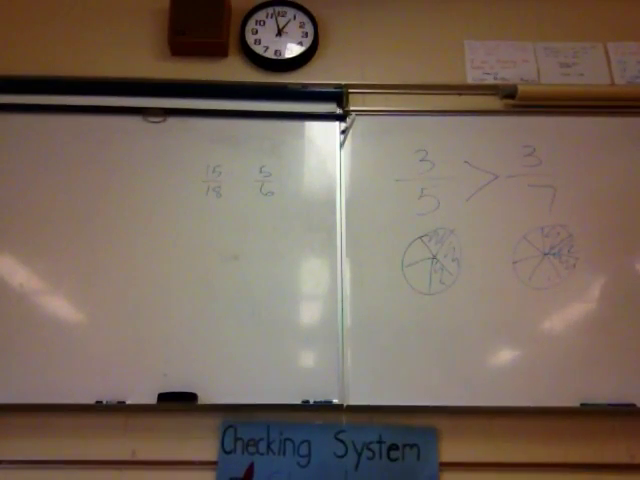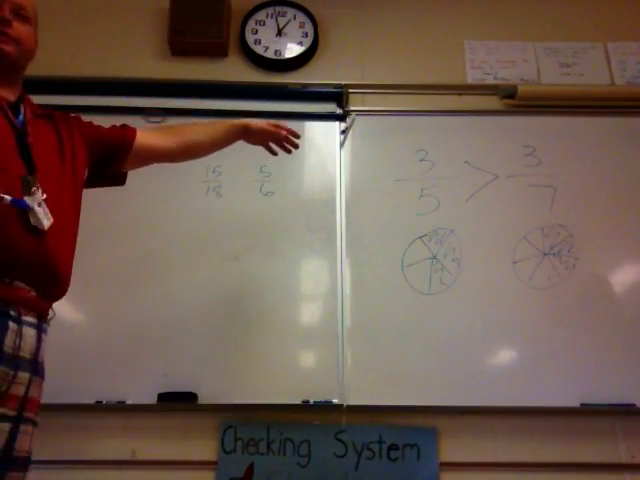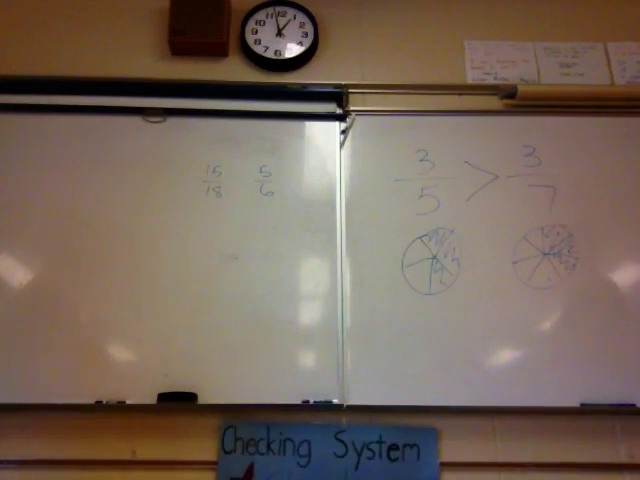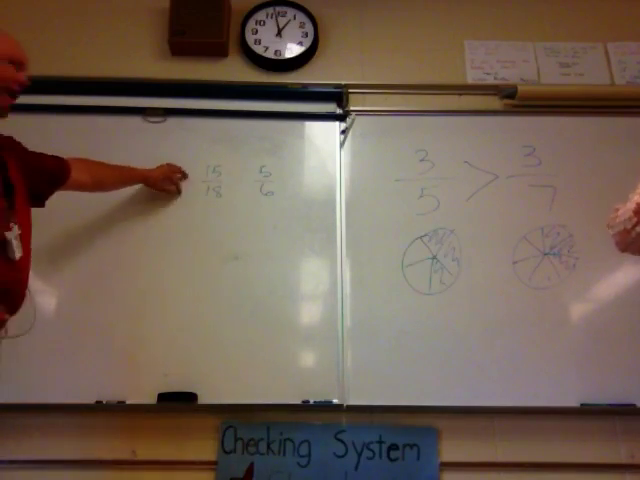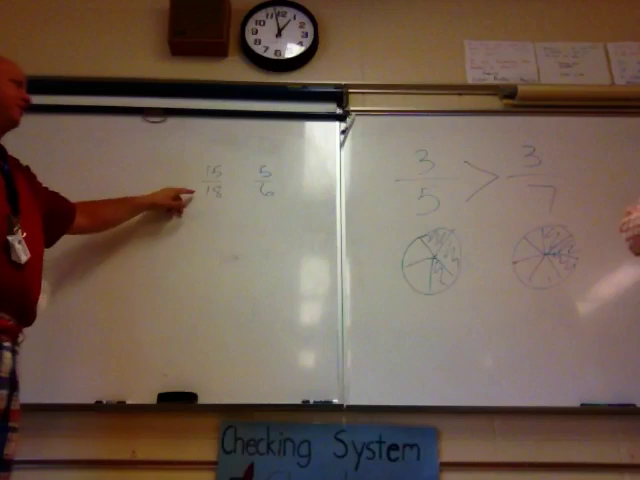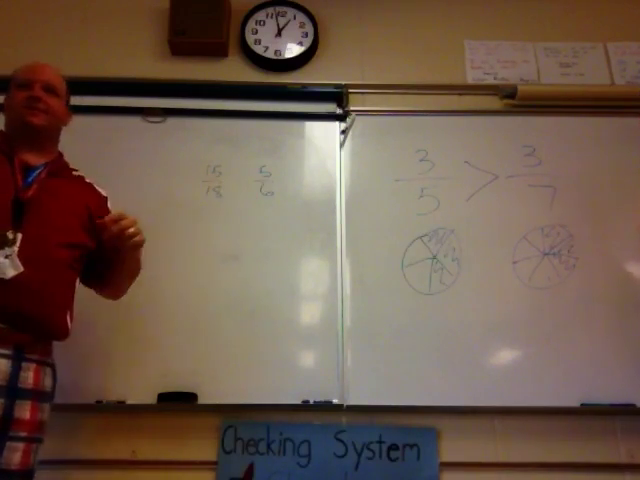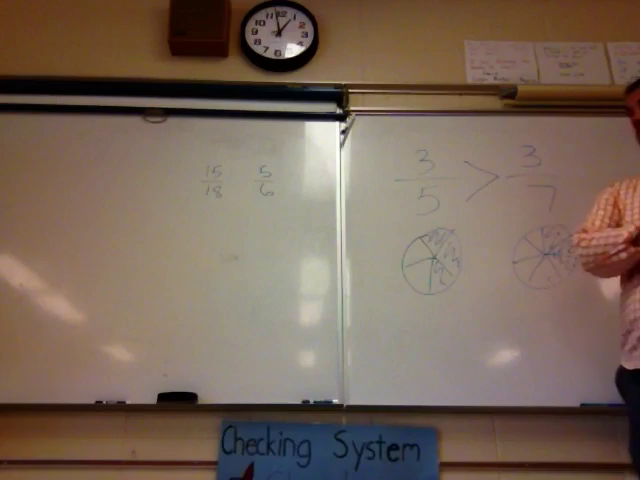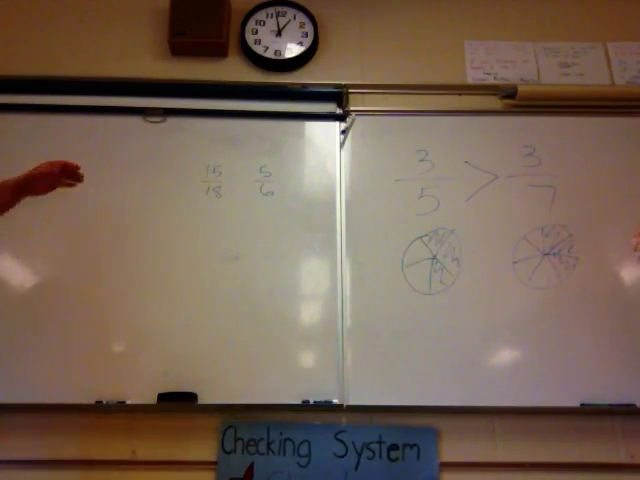Once again, did we have to do much work besides maybe drawing a picture here? No. Okay. So the third way is if we have two fractions, they have different numerators, 15 and 5. They have different denominators, 18 and 6. Is anything the same there? No. So we have to do some work. We have to get that pencil going, and we have to do something mathematical.